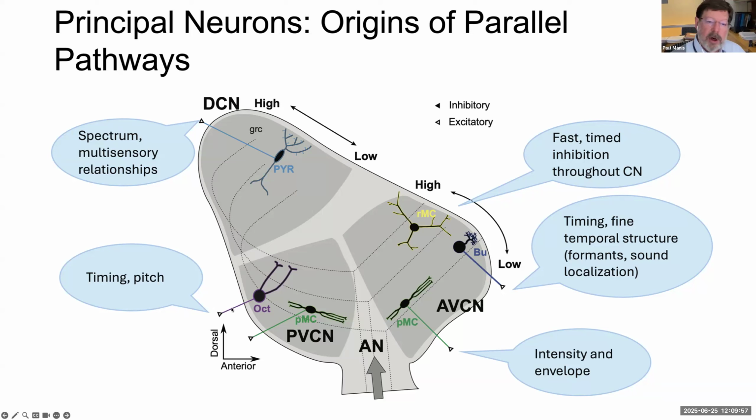In the very caudal part of the nucleus, nestled up against the corner of the granule cell domain here, are the octopus cells, a modest population of cells which have some really unique features and are some of the best timing cells in the nervous system. And they convey information about timing and pitch, which goes mostly into the superior olivary complex.